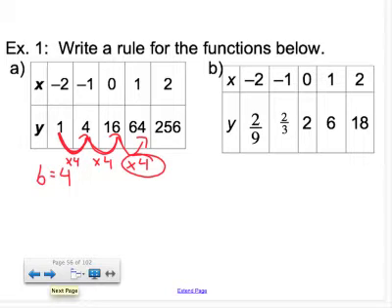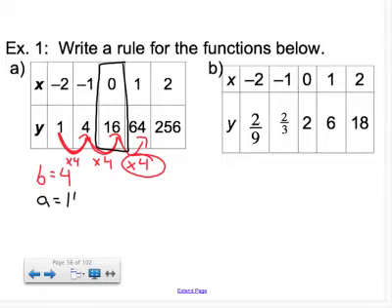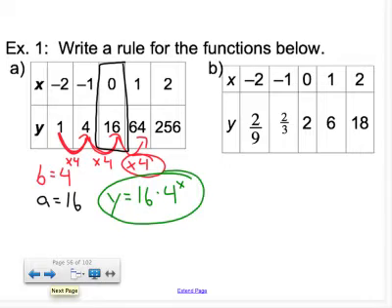Then remember, a is very simply, what is y when x is 0? Well, when x is 0, y is 16. And so your final equation in example 1 part A would be y equals 16 times 4 to the x power. You can't multiply the 16 and the 4 because the 4 has an exponent on it. The 16 does not. So just be careful there.